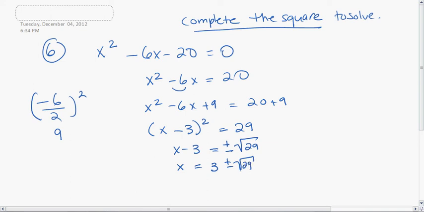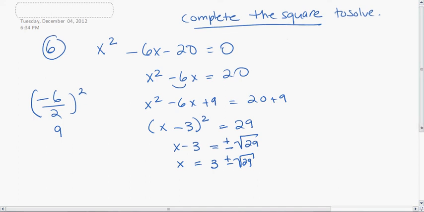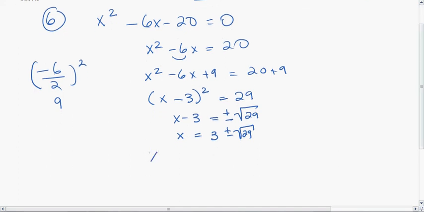And then it says to state your solution. So there are really two solutions here. x can equal 3 plus the square root of 29, and x also can equal 3 minus the square root of 29. And that's that.